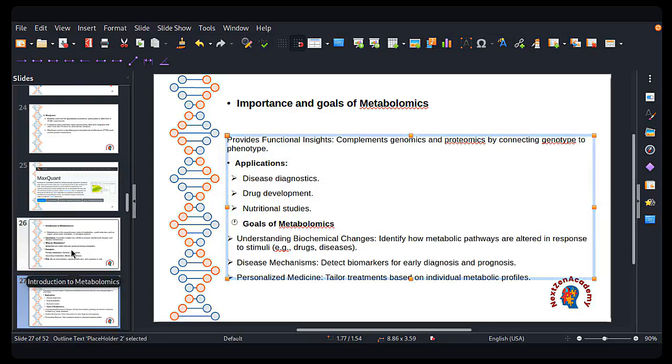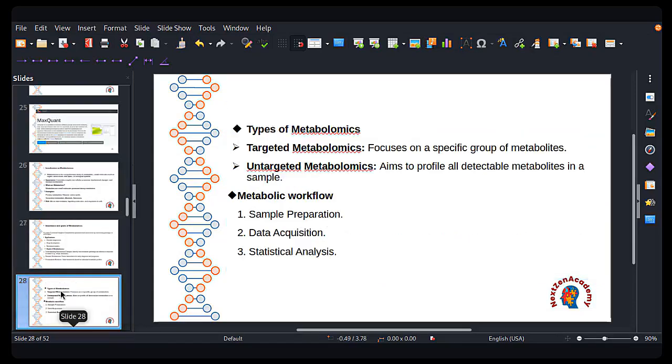Then next slide, types of metabolomics: targeted metabolomics and untargeted. Targeted means you choose a specific group of metabolites, and your focus is on those specific groups only. Then untargeted metabolomics, you don't know about the metabolites, so it aims to profile all detectable metabolites in a sample. Okay, and the metabolomics workflow is the same. Firstly, you will prepare a sample, meaning sample preparation, then data acquisition, then statistical analysis, right?